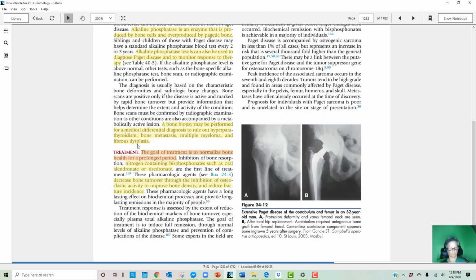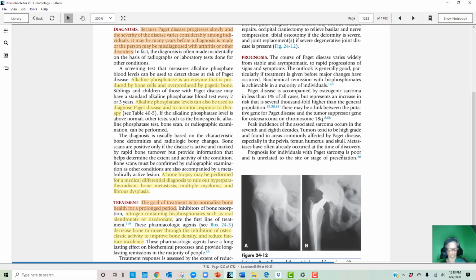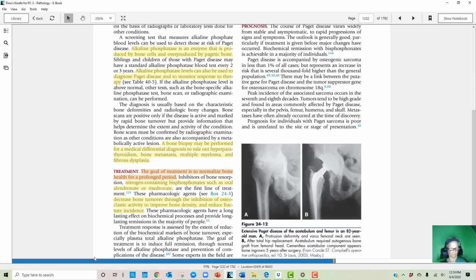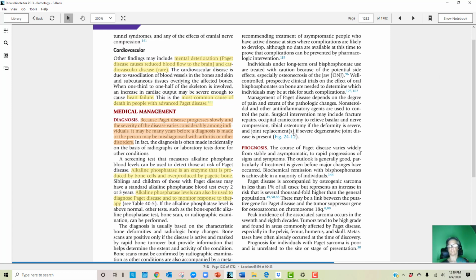These pharmacologic agents have a long-lasting effect on biochemical processes and provide long-lasting remissions in the majority of people. Treatment response is assessed by the extent of reduction of the biochemical markers of bone turnover, especially plasma total alkaline phosphatase. The goal of treatment is to induce full remission through normal levels of alkaline phosphatase and prevention of complications of the disease. Some experts in the field are recommending treatment of asymptomatic people who have active disease at sites where complications are likely to develop, although no data are available at this time to prove that complications can be prevented by pharmacologic intervention.